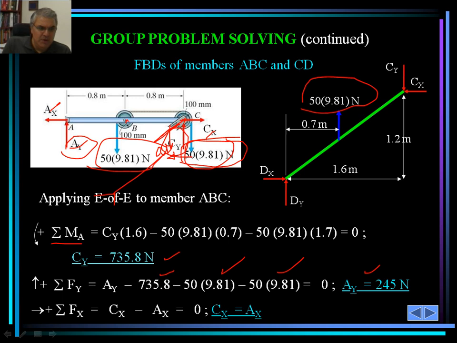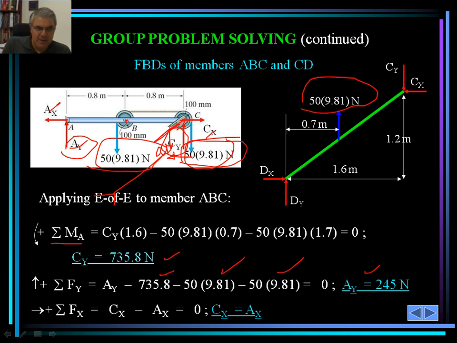As a result, A sub y would be 245 Newton. And then, knowing C sub y and A sub y, we would need to also solve for C sub x and A sub x.